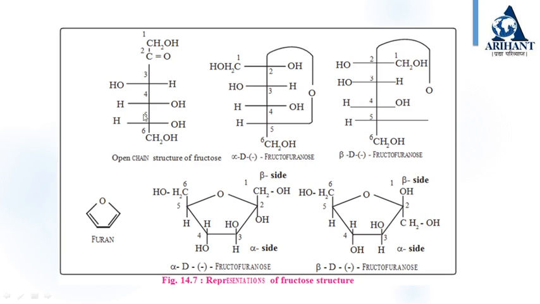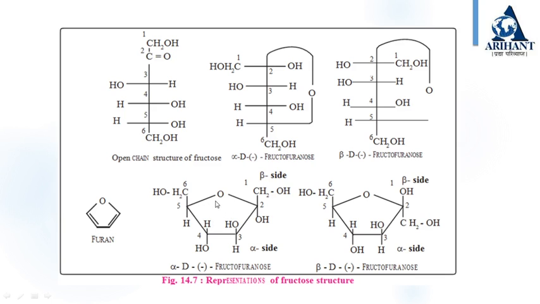So this is the open structure of fructose. So in this case, what will happen? The second carbon is getting connected with the fifth carbon. So you are getting 2 isomers, same as in the case of glucose. So you will get alpha and beta isomers for fructofuranose. Okay, and this is the ring structure for fructose.